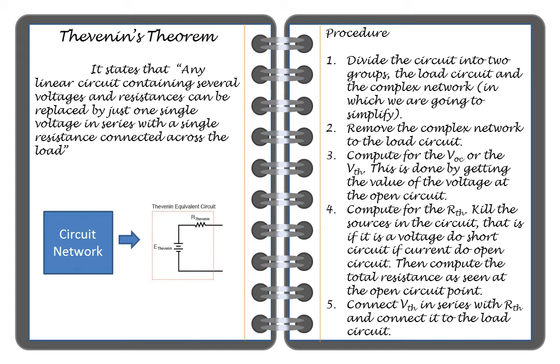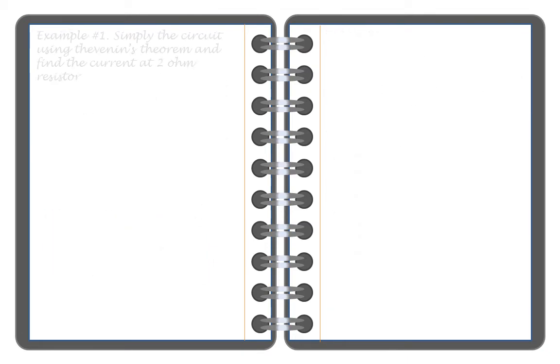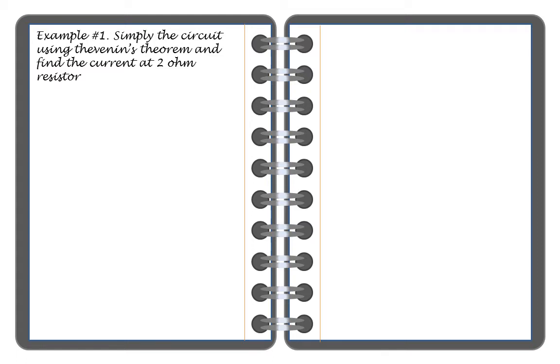Now, in order for us to fully understand how to use Thevenin's theorem, it is better to do it by example, because I know some of the viewers really watch this video because they are having difficulty in applying Thevenin's theorem. So here's example number 1. Simplify the circuit using Thevenin's theorem and find the current at the 2 ohm resistor.